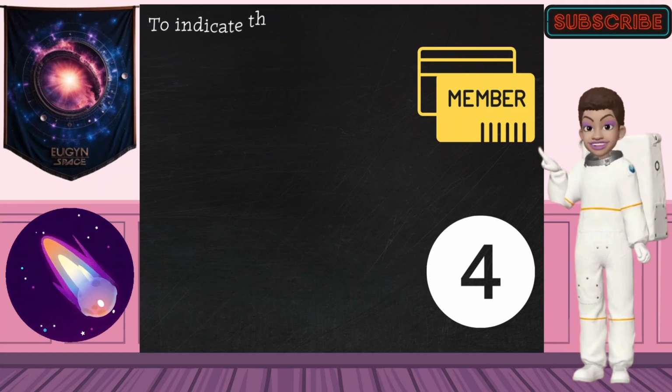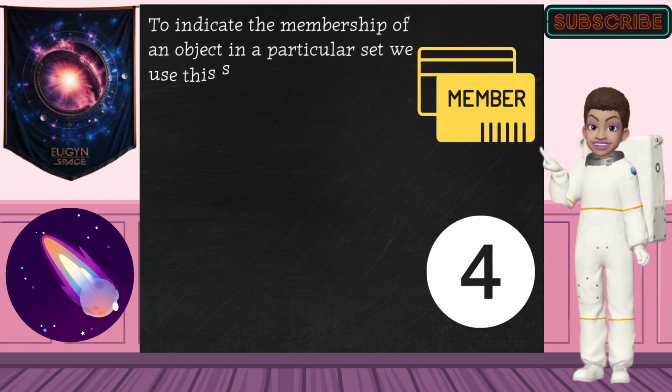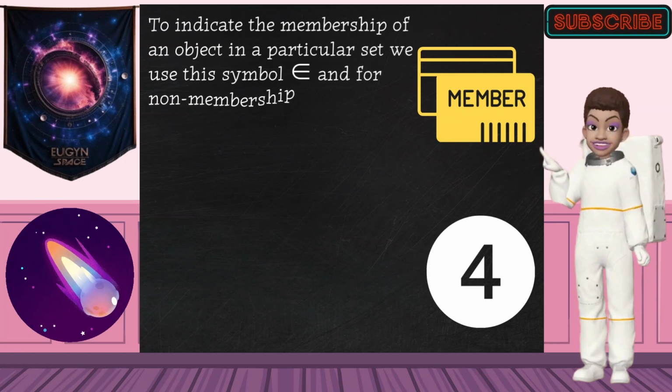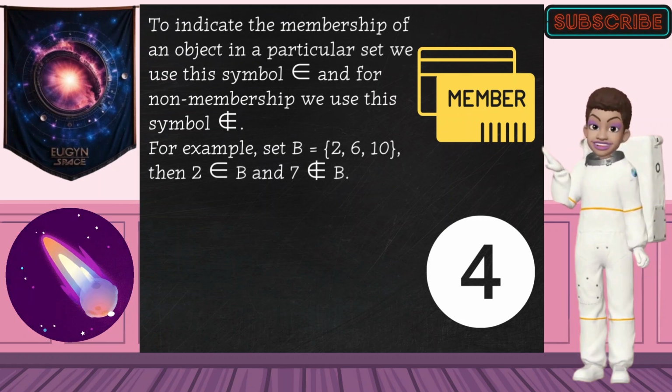To indicate the membership of an object in a particular set, we use this symbol, and for non-membership, we use this symbol. For example, set B has the elements 2, 6, and 10, then 2 is a member of set B, and 7 is not a member of set B.